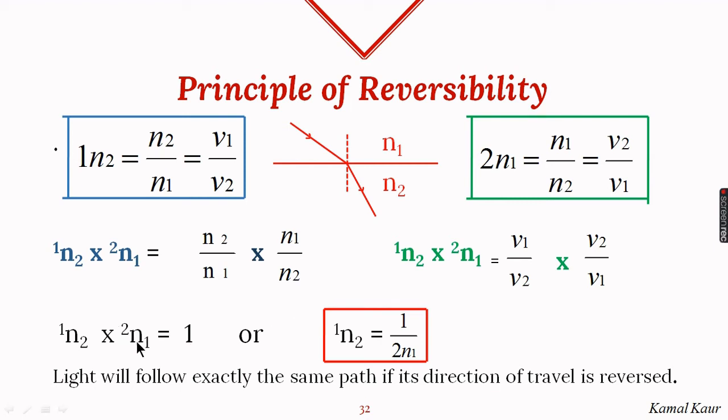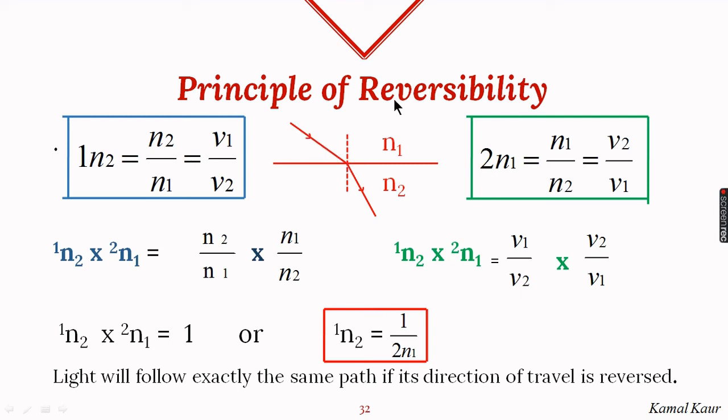If we take this on the other side of the equal to sign, now we get the refractive index of medium 2 with respect to 1 will be equal to the inverse of the refractive index of medium 1 with respect to 2. Now this is the mathematical formula whose application is that if a ray of light is passing from one medium and enters into another medium and follows some path, if we reverse the direction of this ray on entering the first medium, it will exactly follow the same path.